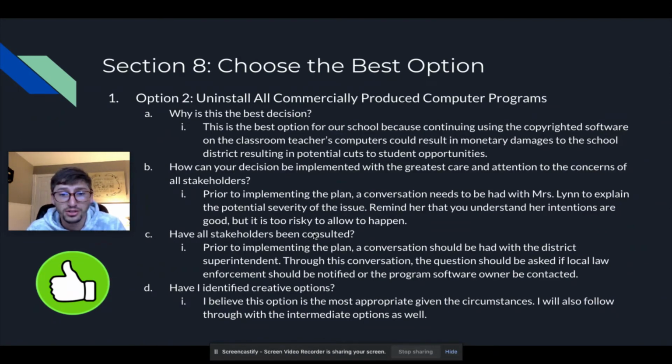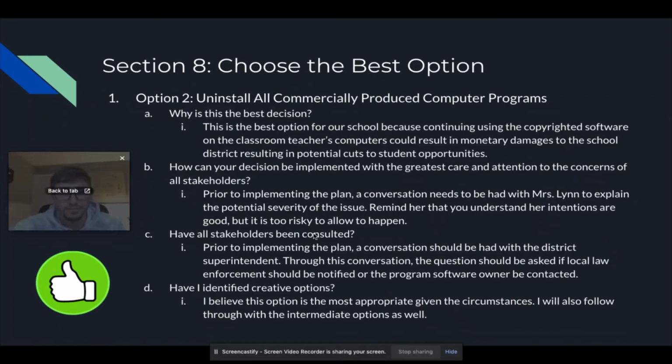Have all the stakeholders been consulted? Prior to implementing the plan, a conversation should be had with the district superintendent and potentially the Board of Education members, depending on guidance from the superintendent. So, through that conversation, the question should be asked if local law enforcement should also be notified or the program software owner be contacted. And have I identified creative options? I do believe this to be the most appropriate given the circumstances. I will also follow through with the intermediate options I mentioned before in the previous slide.